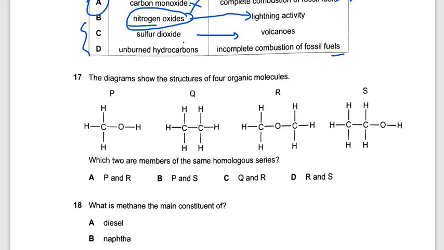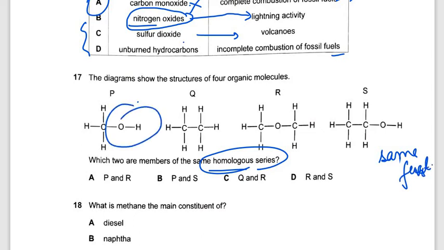The diagram shows the structure of four organic molecules P, Q, R, S, which belong to the same homologous series. What is a homologous series? A homologous series is basically a series where you have organized the hydrocarbons based on the same functional group, right? Same functional group. So if you look at it, here you have a hydroxyl group, here you have a hydroxyl group. So P and S, which is option number B.